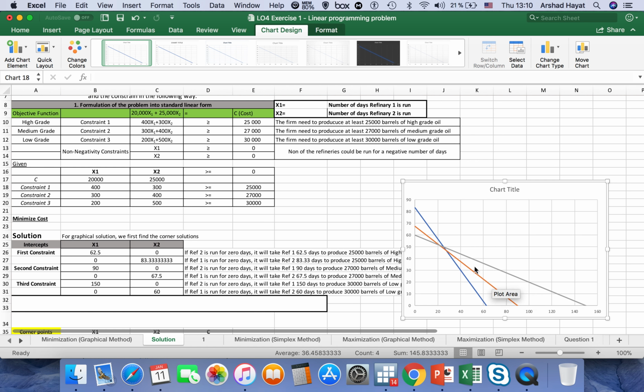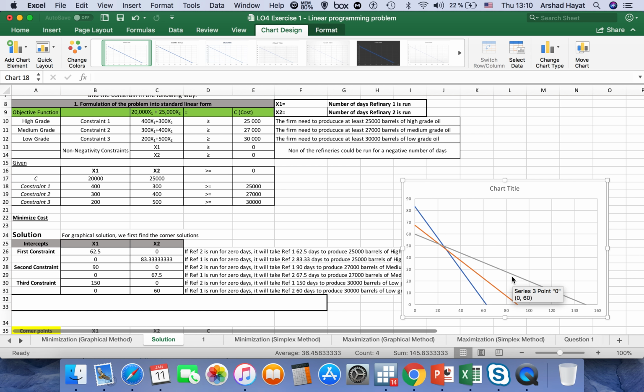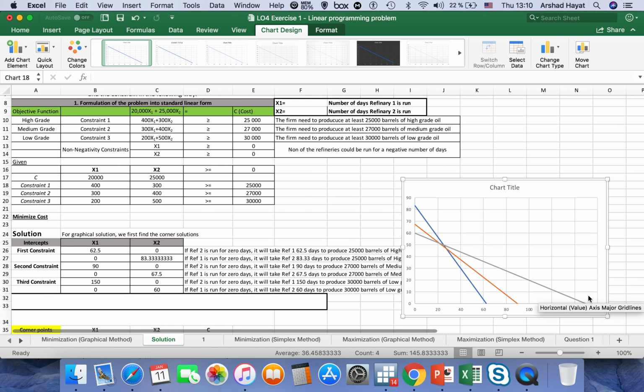However, we have these constraints to meet, which means that we cannot come underneath these. We need to produce a certain amount, and to produce that certain amount, we should run at least these many days. Let's say we should be able to run at least the first refinery, in this case, 62 days, and in this case the third constraint is that we have to run the first refinery 150 days. So this is 150.